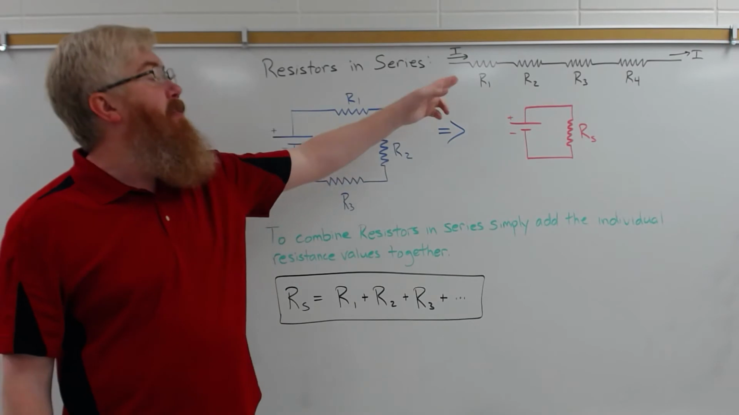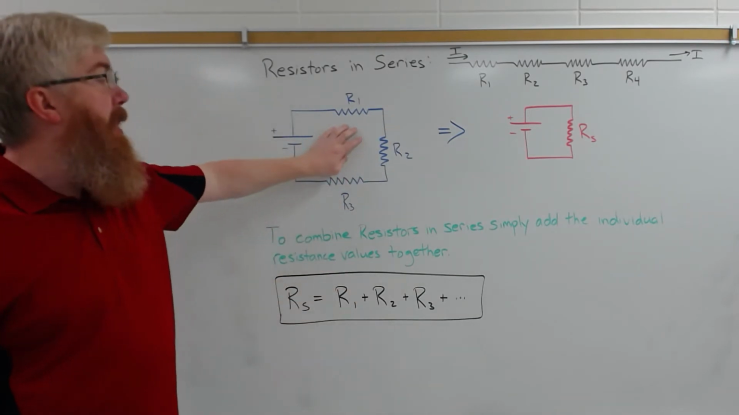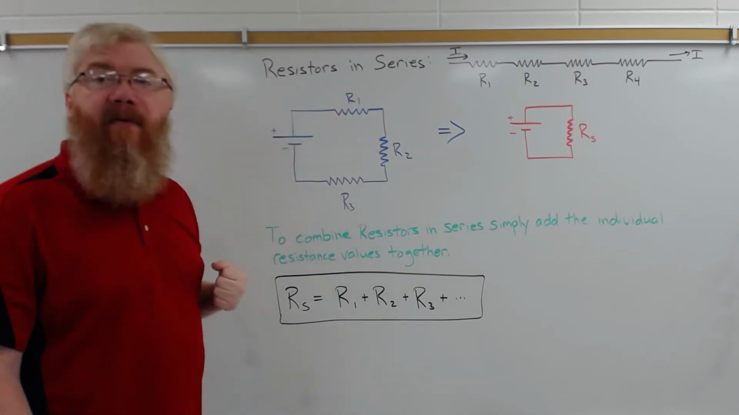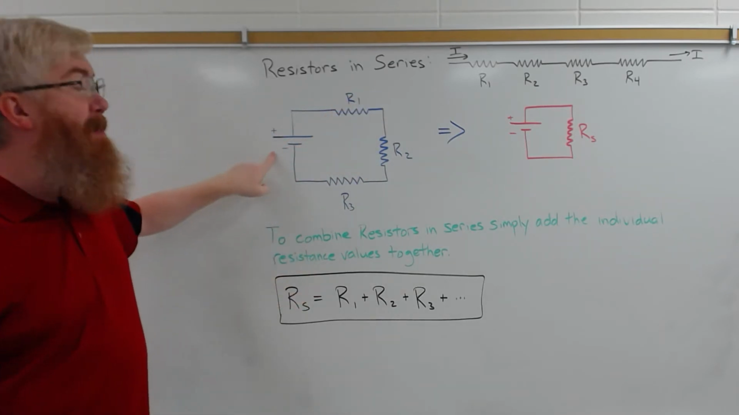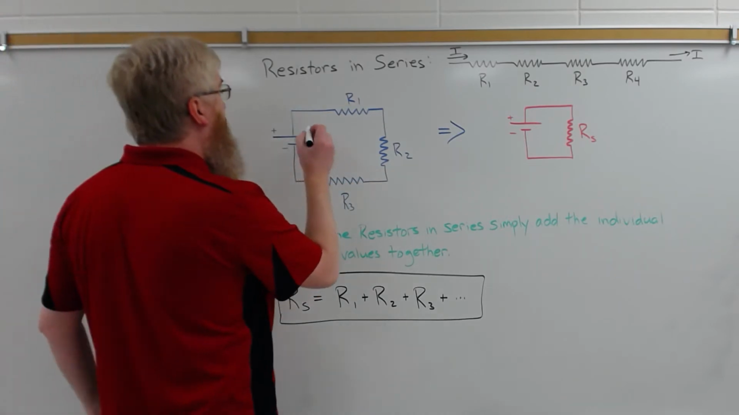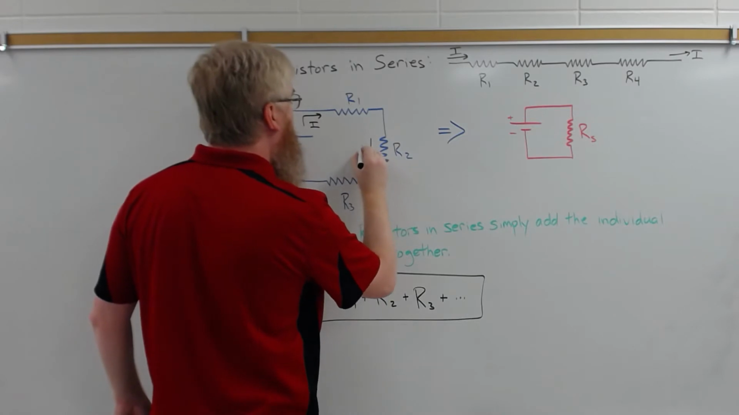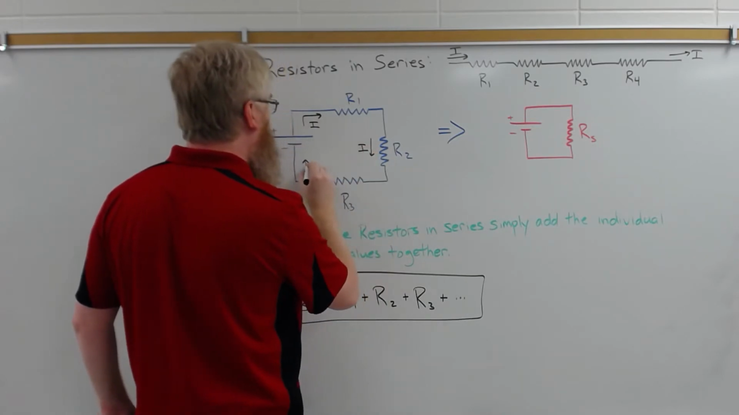Now, if we want to look at what it would look like in an actual circuit, here's a very simple circuit with, instead of 4 resistors, 3 drawn here. So you have a battery connected through 3 resistors. So current will flow from the positive to the negative terminal of the battery, right?